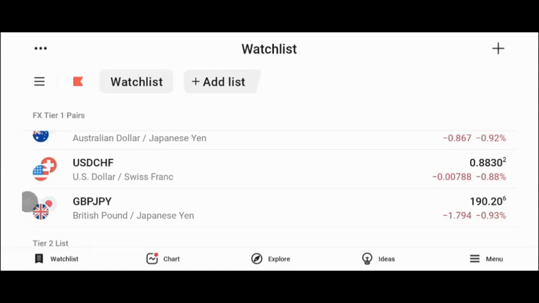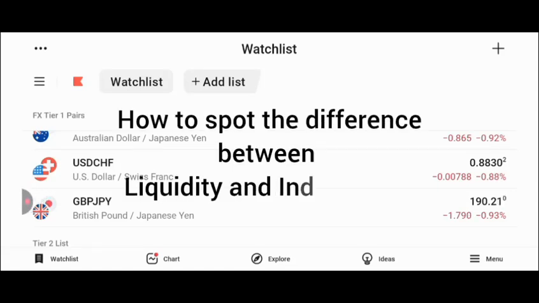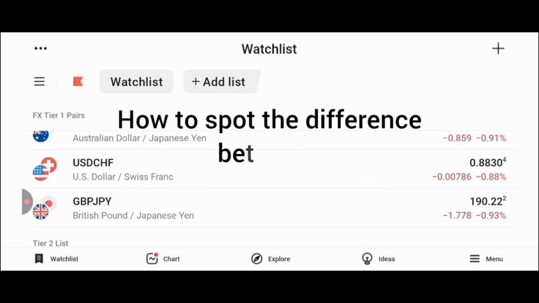What's up, traders? I'm back again today with another banger, and in today's video I'm going to be showing you how to spot the difference between liquidity and inducement in the market.